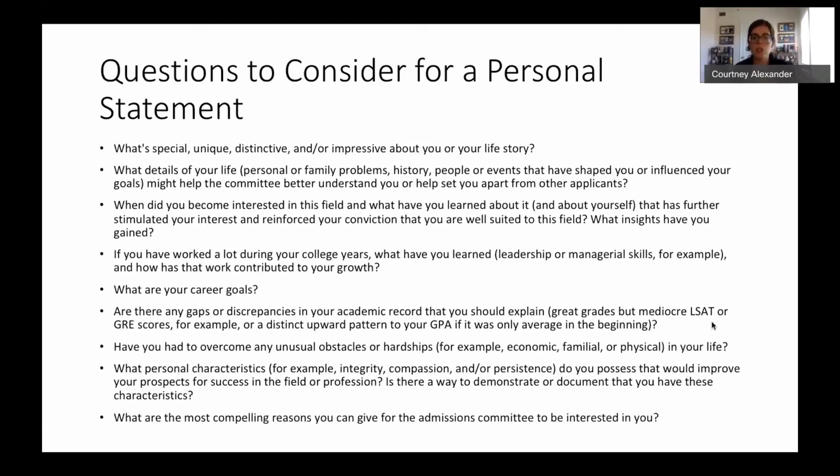Now, if there are gaps or discrepancies in your academic record, like say you don't test well, so your GRE scores are not great, or you started with low grades in your freshman year, but you've since improved them, you want to provide a backstory and explain that issue. Have you overcome any unusual obstacles or hardships? What personal characteristics do you possess that would improve your prospects for success in this field or profession? And what are the most compelling reasons that you give for the admissions committee to be interested in you? This is the sales pitch of you as a person.